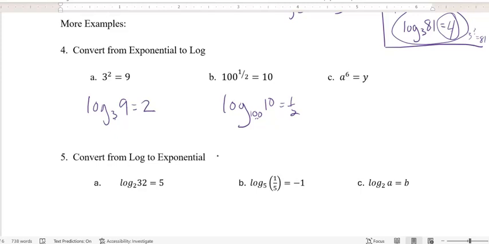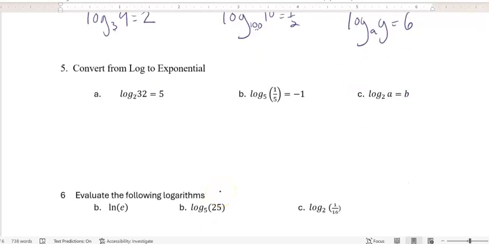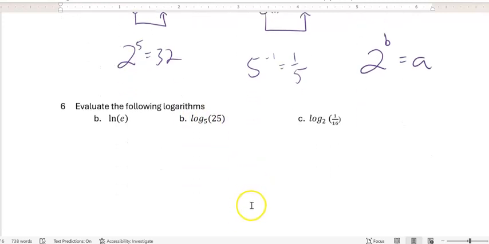How about this one with just some variables in there? A to the 6 equals y. So that's log base what? Base A. Output becomes input, input becomes output. Same expression. These ones are a little faster. I always do this little trick. 2 to the 5th equals 32. 5 to the negative 1 equals a 5th. 2 to the b equals a. All right? So far, so good, I hope.